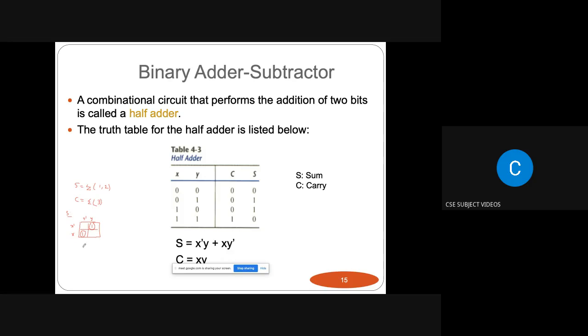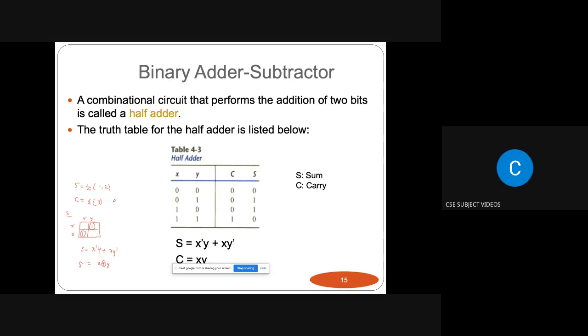So we can write the sum expression as S is equal to, this can be written as x dash y, and this single one can be written as x y dash. This can be simplified as x plus with circle y. Plus with circle is the XOR operator. In other words, x XOR y or x plus with circle y. So the sum expression is S is equal to x XOR y.